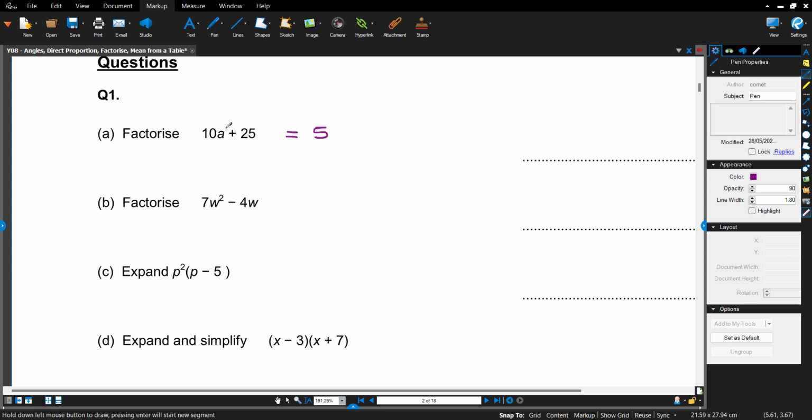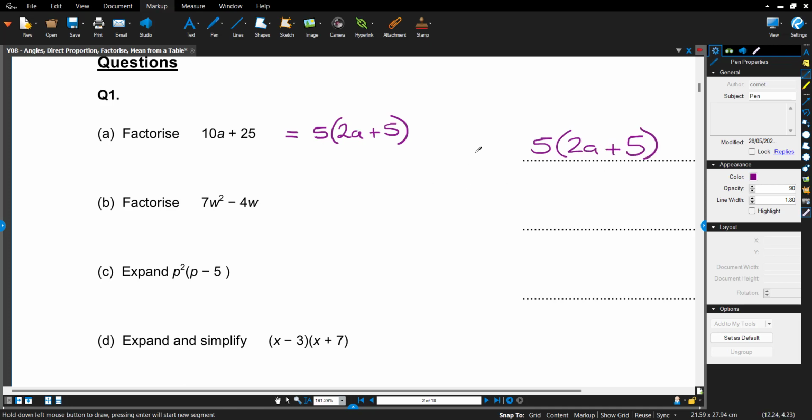Okay, let's look at the letters. We have an A here. We do not have an A beside this term, so that is not a common factor. The only common factor is 5, and then we start our bracket. What do we multiply by 5 to get 10A? Well, 5 times 2 is 10, and then we have A, so it's going to be 2A. 5 times 2A is 10A. And then we're going to have plus 5 times what gives you 25? 5. And that's it. So your answer is 5 bracket 2A plus 5.